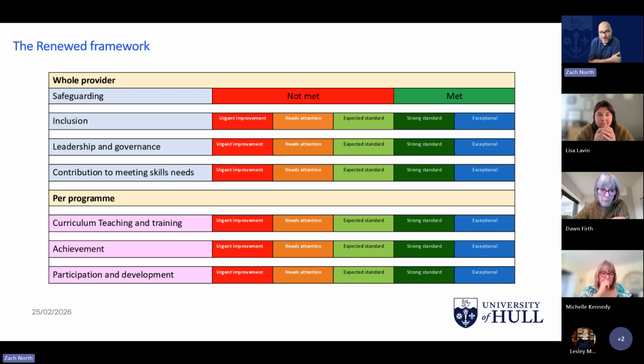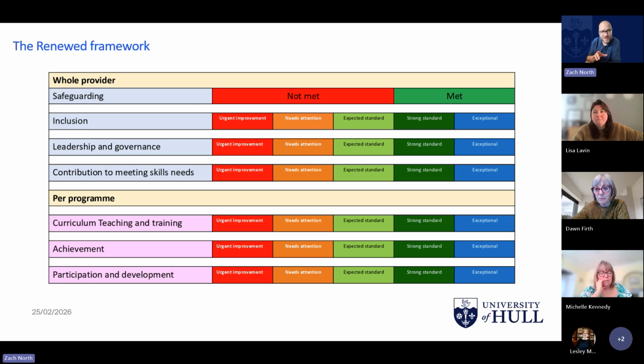And probably the big change really is how they grade it on a five-point scale. Gone are the days when you would get a one or two word grade that would summarize your provision. We'll now get a multitude of different grades, so if you like, it's kind of like a rubric. The obvious exception is safeguarding, which is a very binary judgment: it's either met or not met, and that's a whole provider judgment.